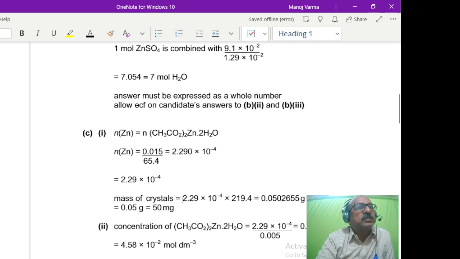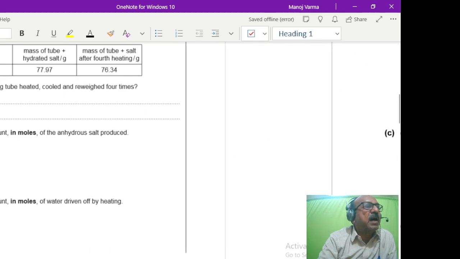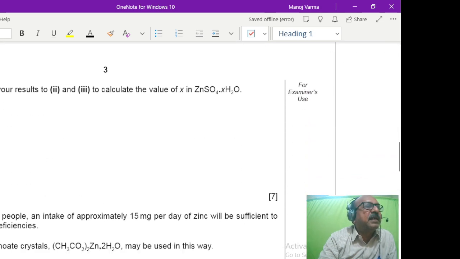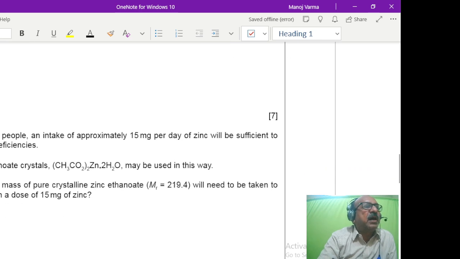So the mass of the crystals will be how much? For that, the mass of crystals will be the number of moles of zinc, right? And then you have to multiply by this 219.4. This 219.4 is obviously the molar mass of the zinc salt. So see the Mr of zinc ethanoate, right? The Mr of zinc ethanoate is this, and you got the number of moles of zinc.